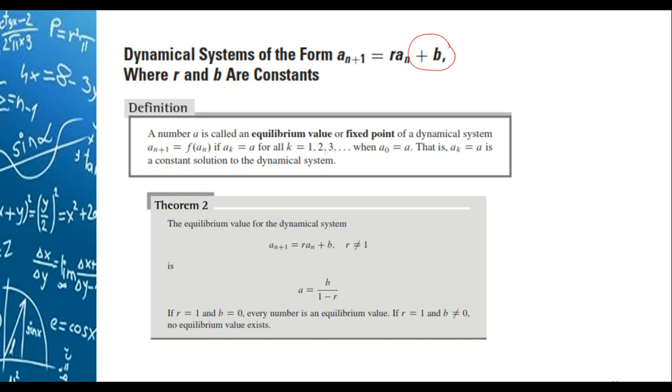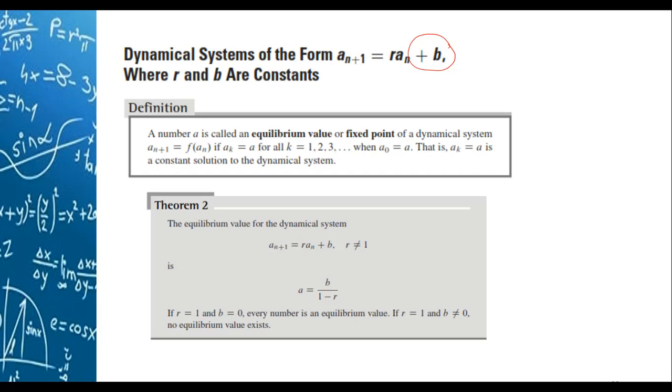That is, a_k = a is a constant solution to the dynamical system. If you look at Theorem 2, you can derive a = b over 1 minus r. As I mentioned earlier, it's very similar to the way we derived the solution in Theorem 1. You derive a little further, starting from a1, a2, and so on, then realign a little, and by the end you get your a, just as it is given in the definition at the top.